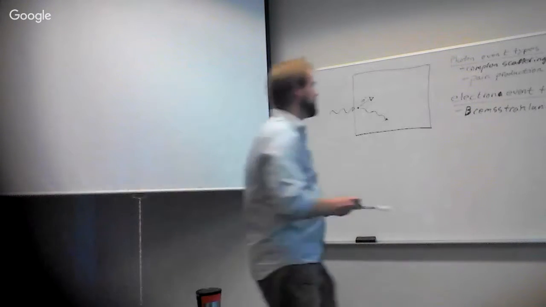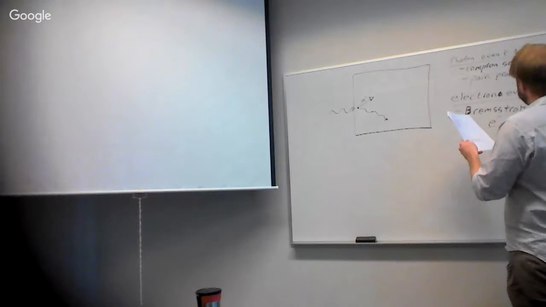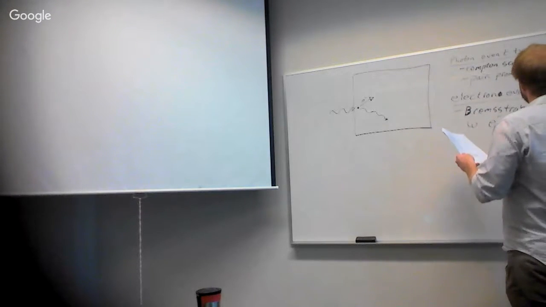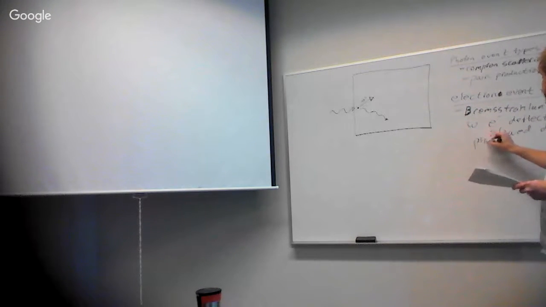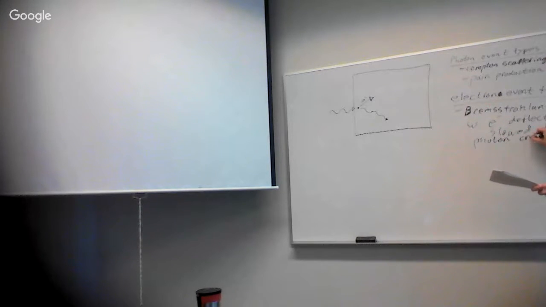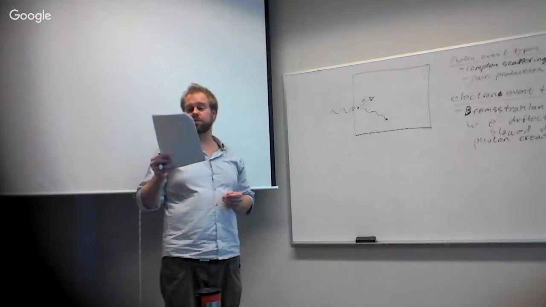So what happens is the electron is deflected and slowed down. This is literally braking something. Braking radiation, and a photon is created. Yeah, Bremsstrahlung. Cool.